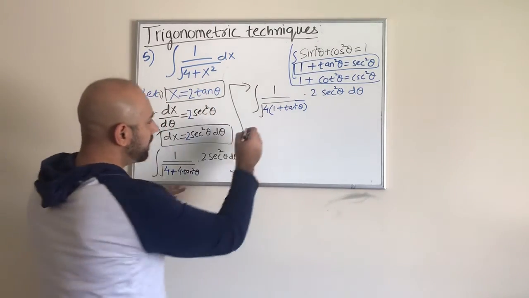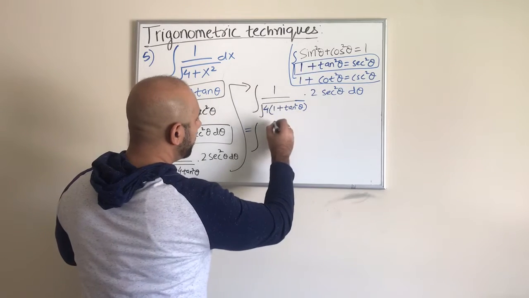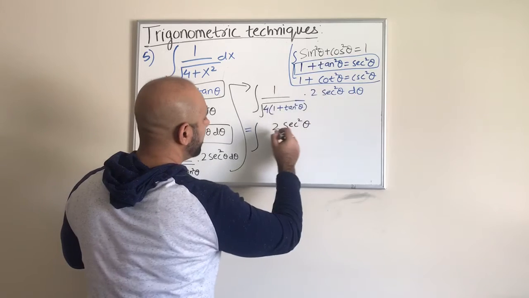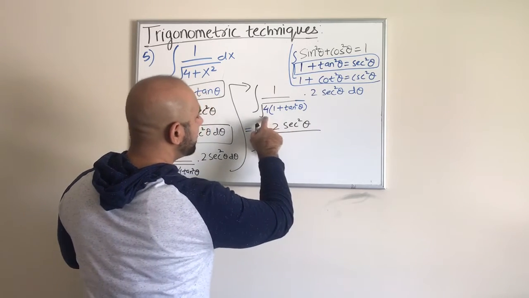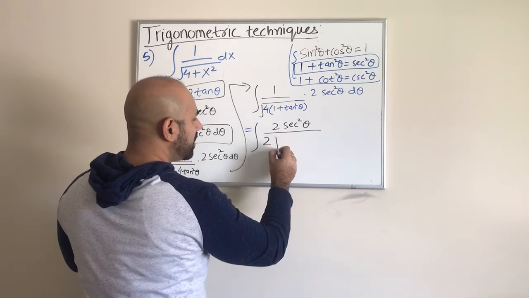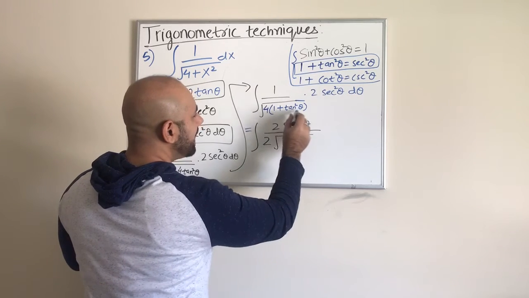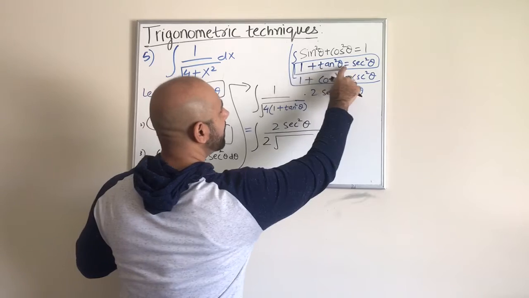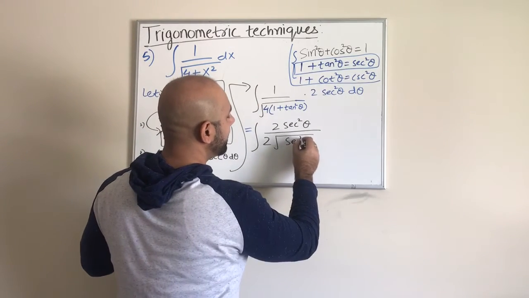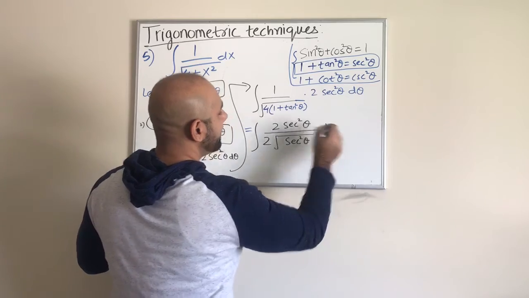We can simplify further. It's 2 secant square theta, because 1 times that is just 2 secant square theta. Downstairs, square root of 4 is just simply 2. And then I'm left with square root of 1 plus tan square theta. But what is 1 plus tan square theta? 1 plus tan square theta is equal to secant square theta. So we got to write secant square theta here, d theta.